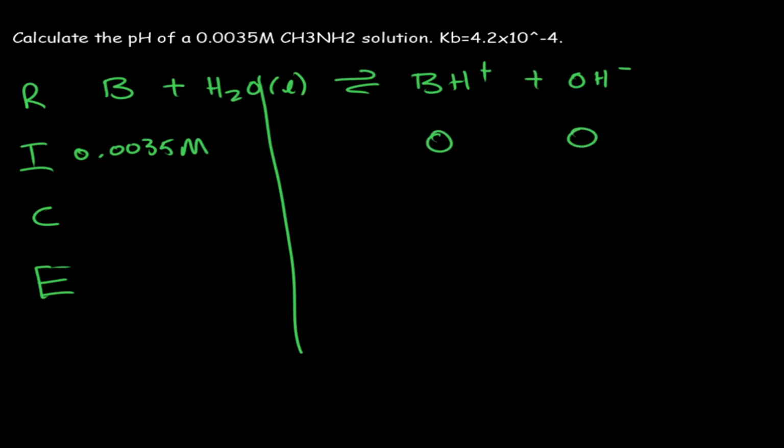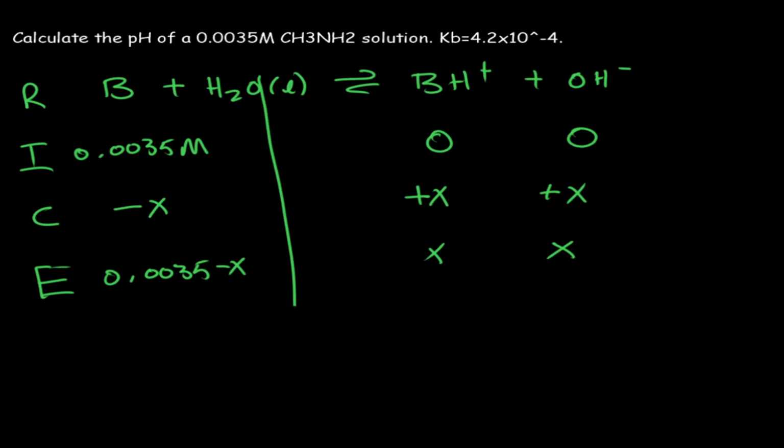The change stands for when there's a dissociation that occurs. So we're going to lose a certain amount of our B, our base, and we're going to be getting that as BH plus, and we'll also be creating the same amount of OH minus in our solution. So our equilibrium values are 0.0035 minus x, x, and x. So the next step is to calculate our x value.